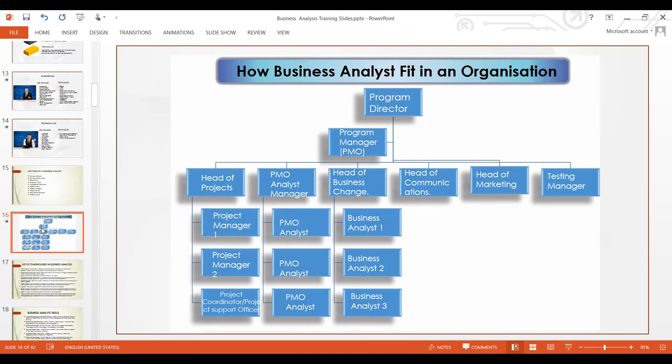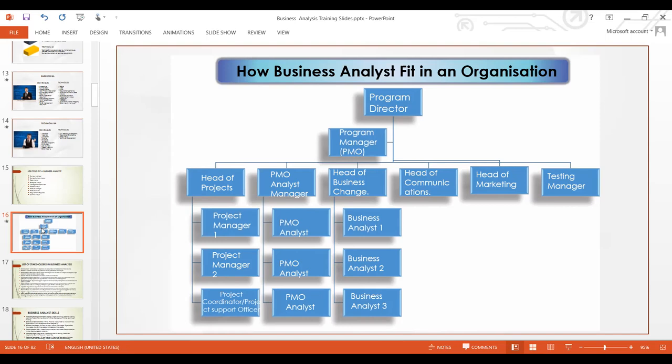business change, because a business analyst is under change management. You are there to bring change and find solutions. That's where a business analyst comes in: business analyst one, business analyst two, and business analyst three. So a business analyst comes in under the change department, head of change, change unit, or change management. That is how a business analyst fits in the organization.